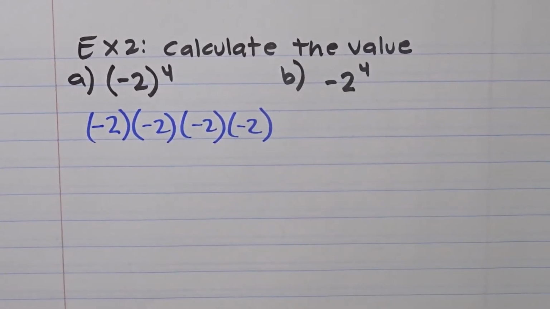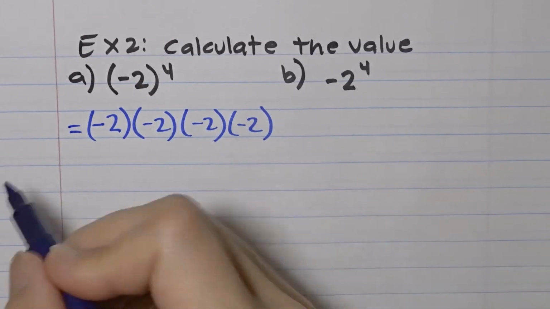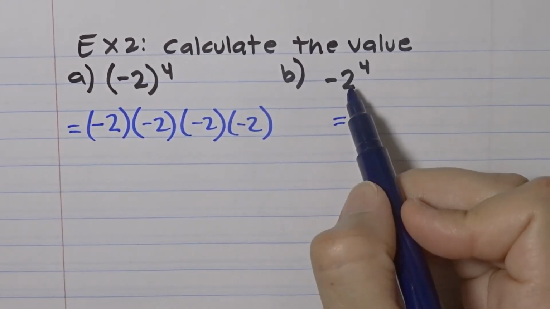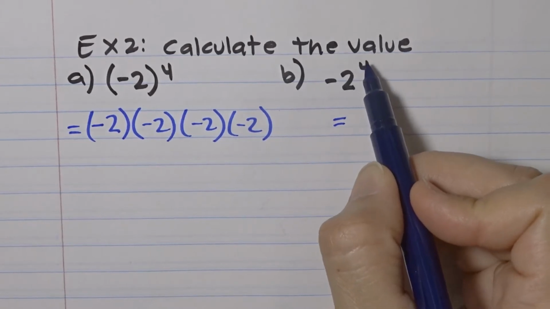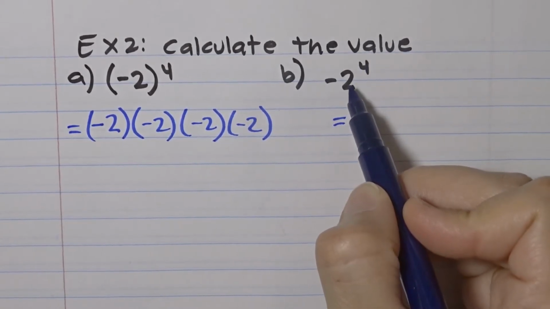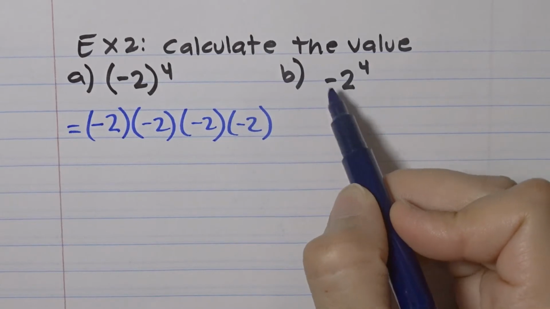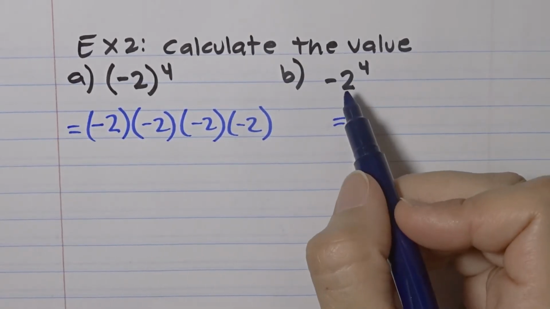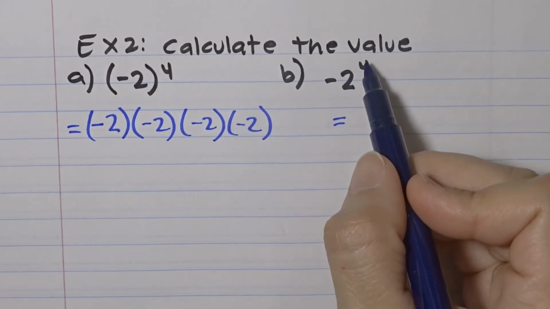Okay? Now, I'm going to do the other example simultaneously so you can see the difference. This means the power of 4 applies to the 2. There's no parentheses, it's grouping the negative with the 2. Okay? So this just means 2 to the 4th power and then the negative.